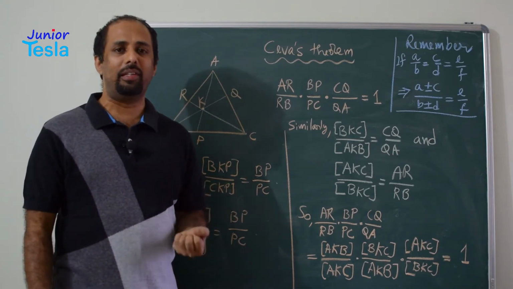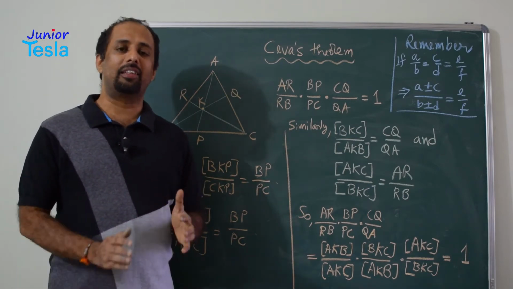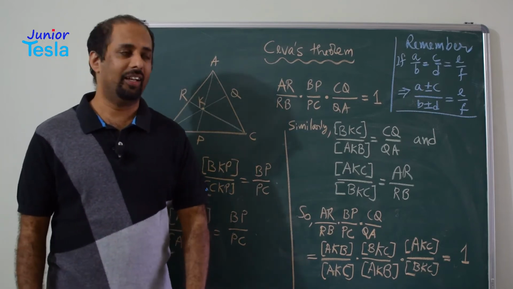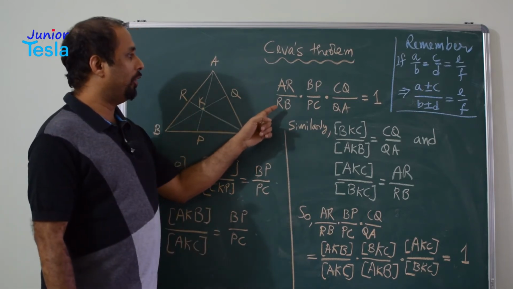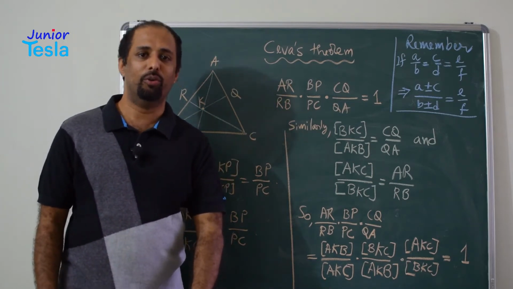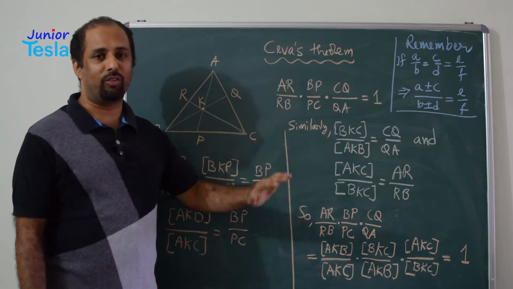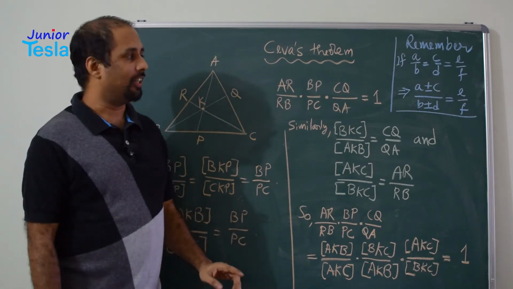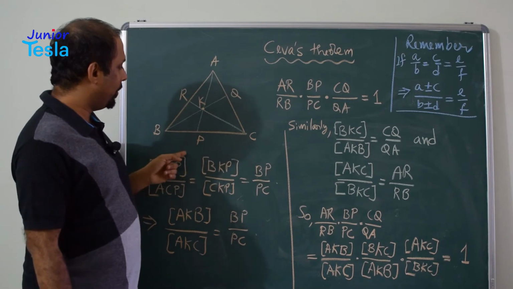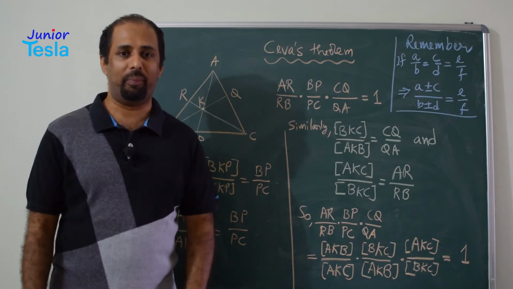Okay, so the statement says that if you have taken a triangle ABC and considered three Cevians, AP, BQ, and CR, then AR by RB into BP divided by PC into CQ divided by QA is equal to 1. Now you can take the ratios in the anti-clockwise fashion or the clockwise fashion, it doesn't make any difference. So instead of this, if you have taken AQ by QC into CP divided by PB into BR divided by RA, that is also equal to 1.